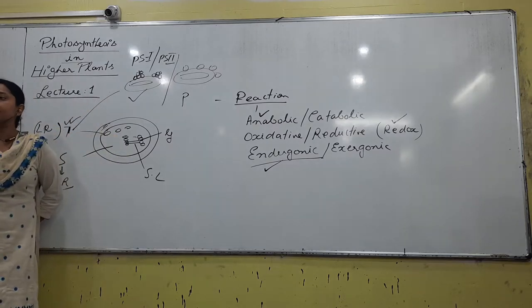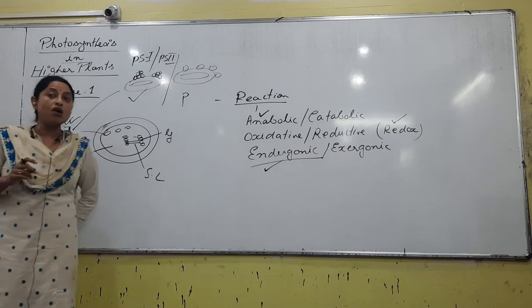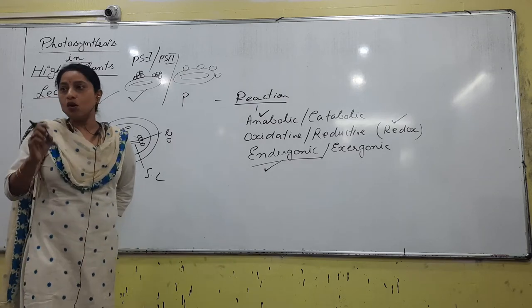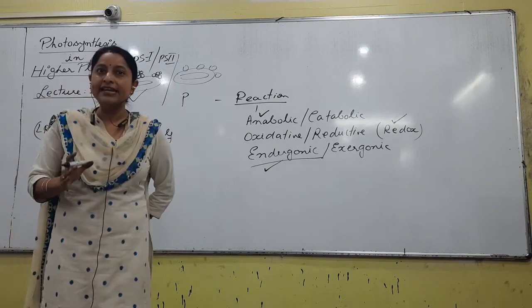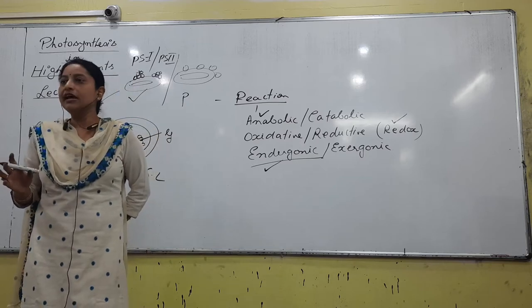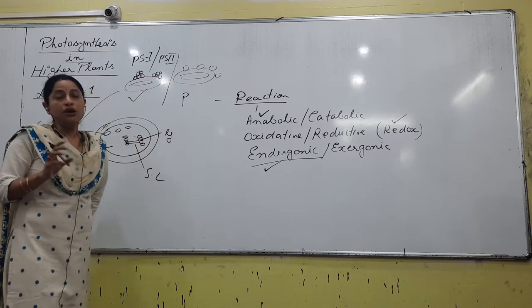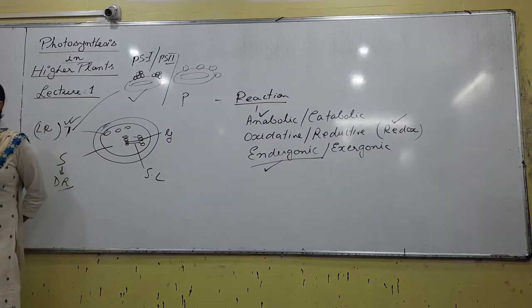How are the pigments arranged? They are arranged in the form of a group. How many groups will you see? Two. What are the names of the groups? Photosystem 1 and photosystem 2. Right? Talking about a group, no? What does a group of pigments consist of?